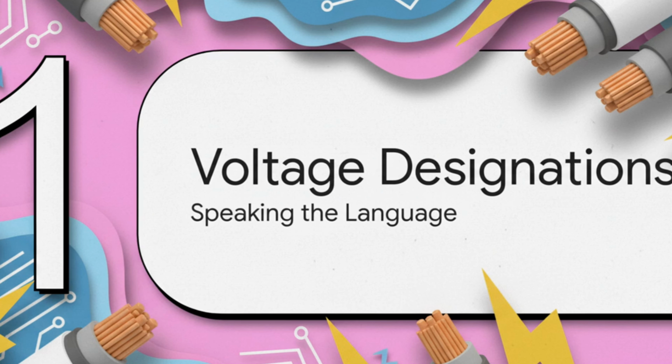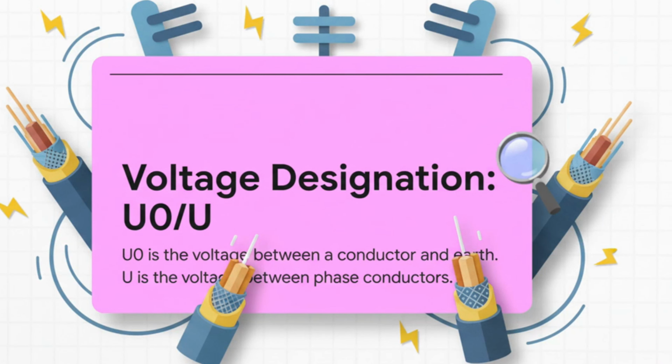Look, before you can do anything with a cable, you have to speak its language, and that all starts with its voltage rating. So in the real world, we use this U0 over U designation. It's simple, but it's precise. U0 is just the voltage between a conductor and the ground. U is the voltage between any two of the phase conductors. This is the professional standard for specifying exactly what a cable is built to handle.